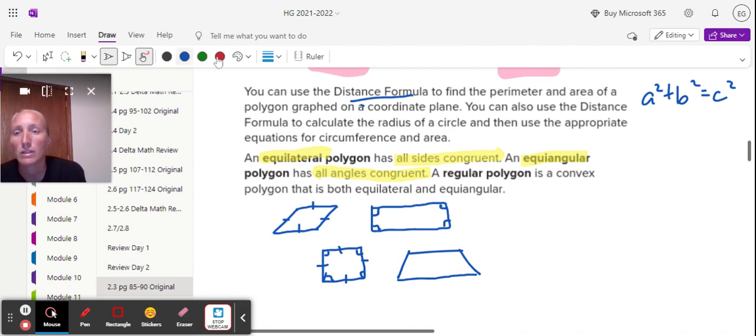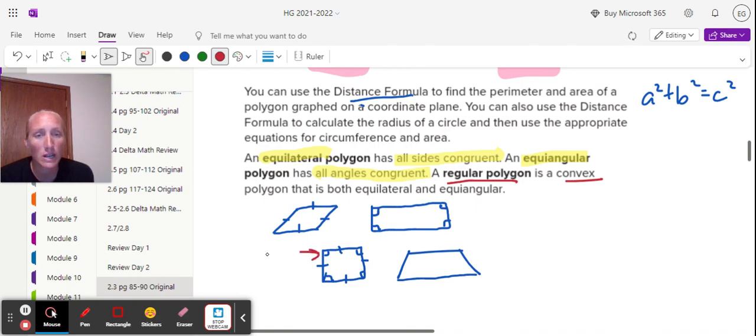Okay. But with that being said, if you understand those concepts, you get into the idea of a regular polygon. A regular polygon is a convex polygon, and we're going to come back to this word, that is both equilateral and equiangular. So a square is the four-sided version of a regular polygon. Your equilateral triangle, which is also an equiangular triangle, is your three-sided version of a regular polygon. But you can have a regular polygon that's 100 sides, and all that means is that all of the sides are congruent and all of the angles are congruent.